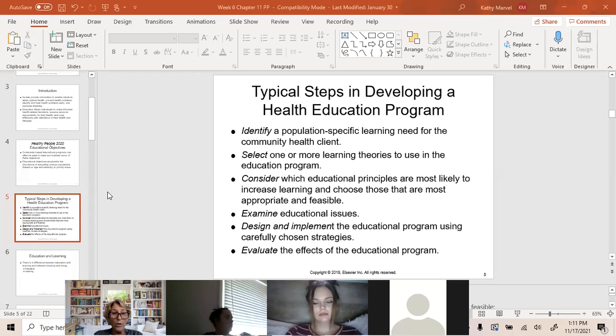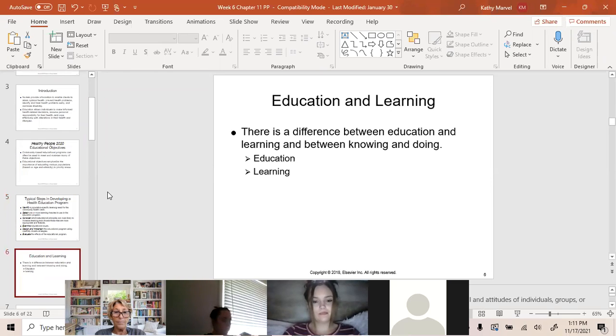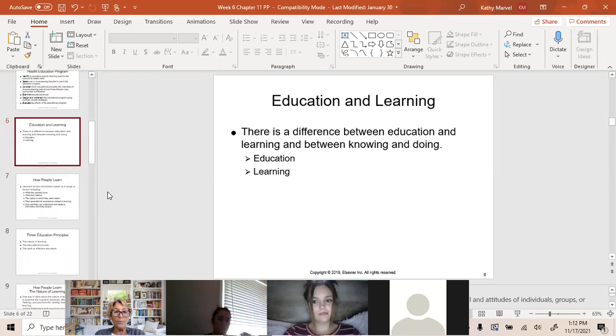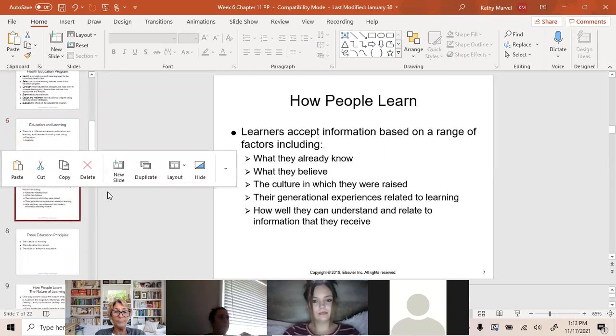Right, we have to select our learning theories, which we're going to learn about. What are learning theories? We have to consider which educational principles are most likely to increase learning. We're going to talk about a few educational principles. We're going to examine educational issues. Then we're going to design, implement an education program and evaluate it. Does that sound like your ADPI? Yes. We'll talk about the differences between education and learning.